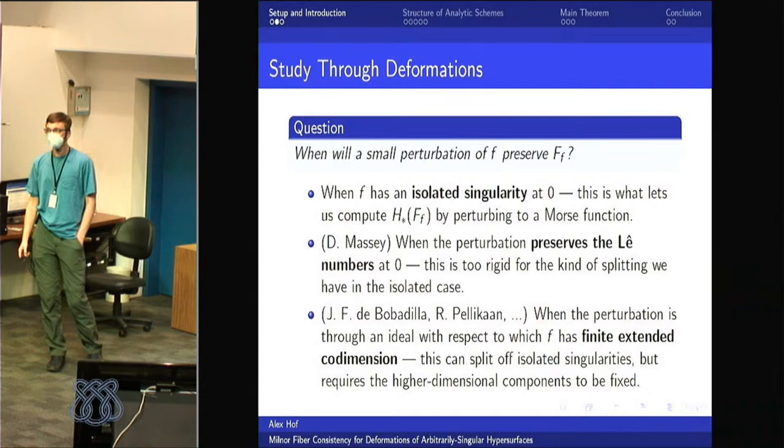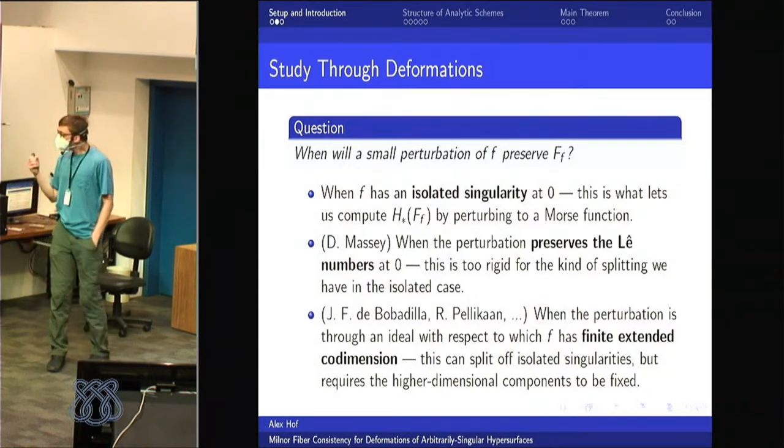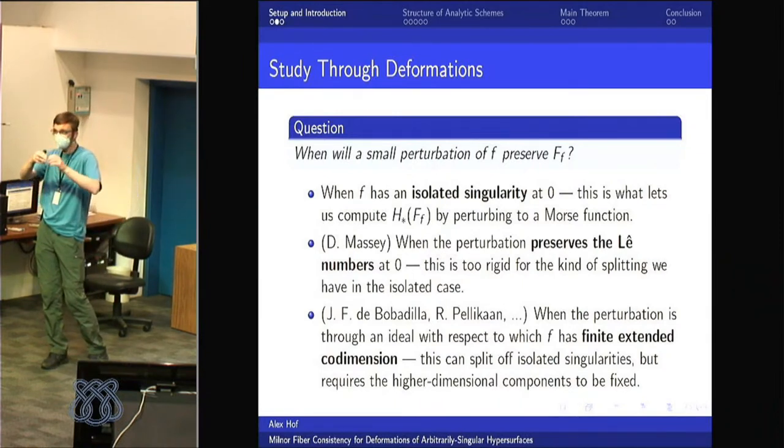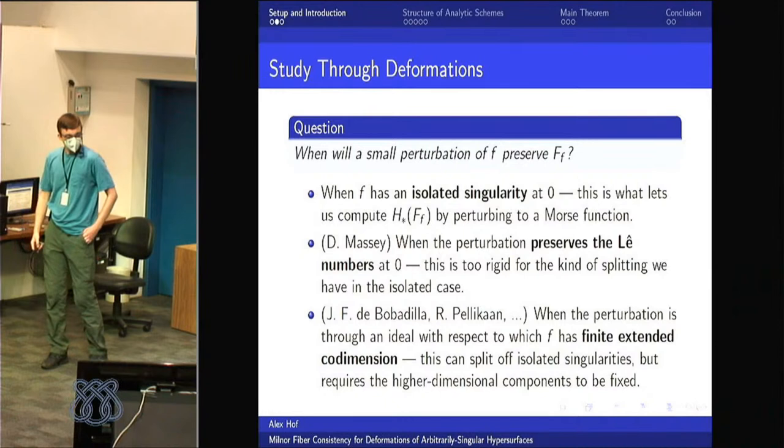Does this mean the perturbations of the function come from this ideal? Your perturbation is such that your function is in this ideal, and every nearby function is also in this ideal. Does this make sense? Yes. Okay. Thanks. Cool.